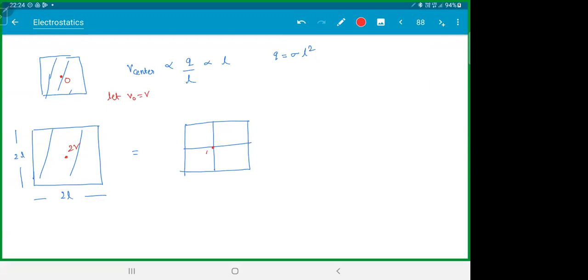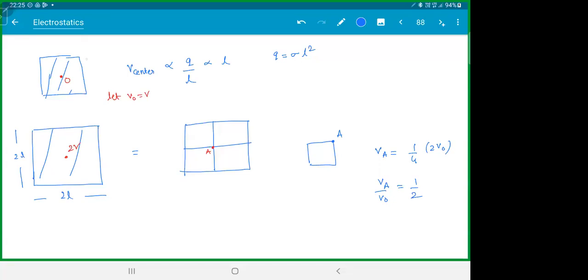So for each part, this is the point A. So due to the 4 parts, if the potential is 2V, what is the potential due to each piece? So VA will be 1/4 of 2V naught, agreed? So VA by V naught is half. Is this making sense, everyone?